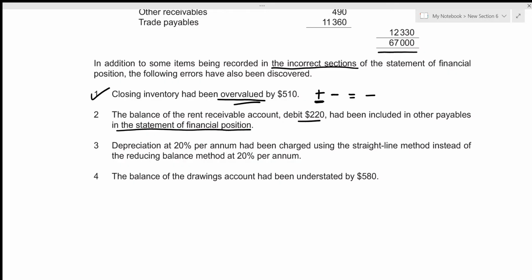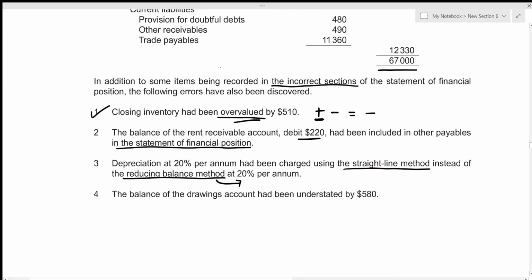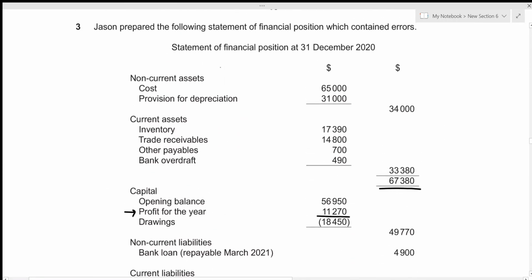Now third one is that the depreciation at 20% per annum had been charged using the straight line method instead of the reducing balance method at 20% per annum. So what we did was we charged the depreciation amount using the straight line method, and that is our error. Now in order to rectify that error, we need to charge the depreciation under the reducing balance method at 20% per annum. Now in order to reverse this effect, we first need to add the depreciation amount under the straight line method because we already subtracted it while calculating the profit. So in order to rectify, we just do the reverse, we add that amount. So the first thing that we do is look at the cost for the non-current asset. So the cost is 65,000, and if we were charging the depreciation using the straight line method at 20%, then that would have just been 65,000 into 20%. So we will just add that amount.